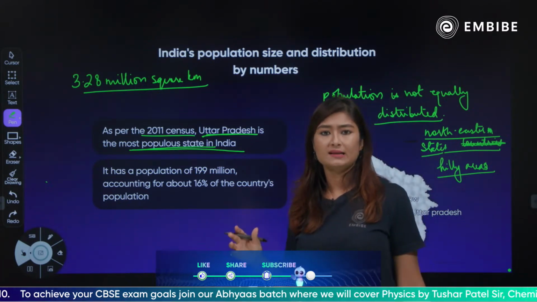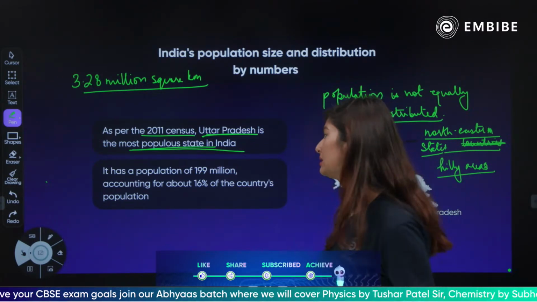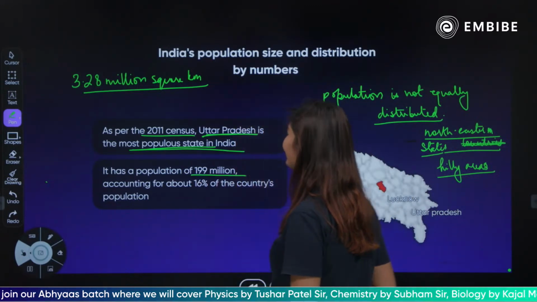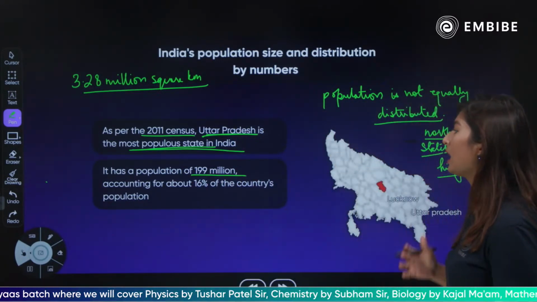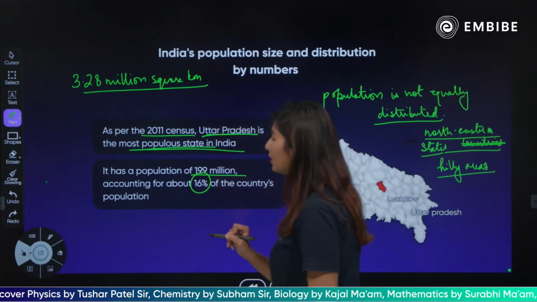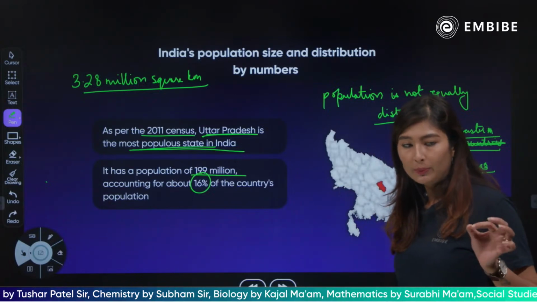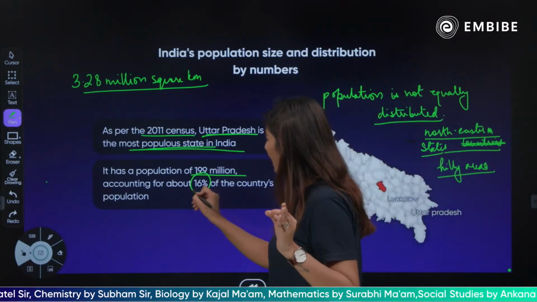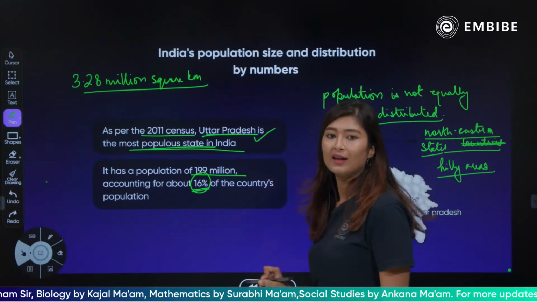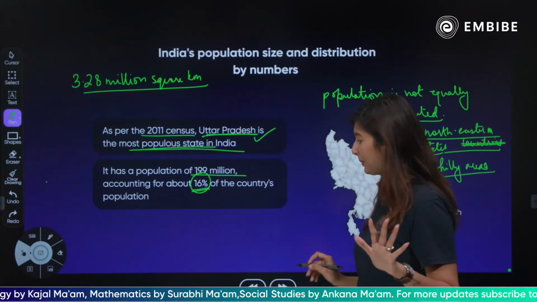So UP we have seen is the highest populated state. It has a population of 199 million, accounting for about 16% of the country's population. So out of India's total population, 16 to 17% lives in UP alone. Guys, you have to understand what we are saying.